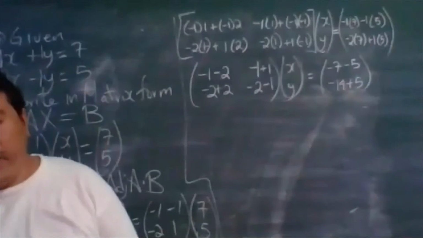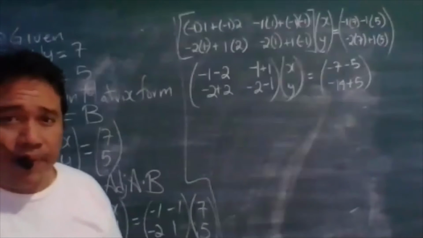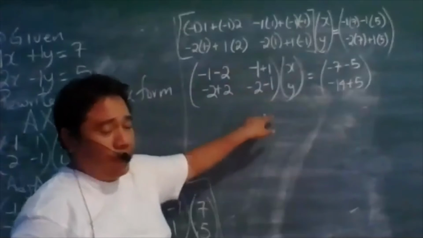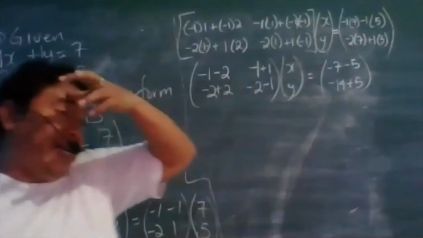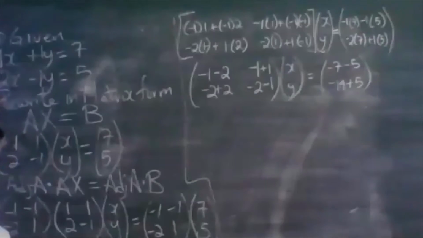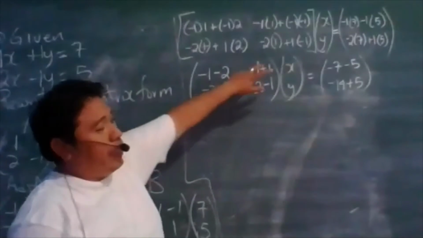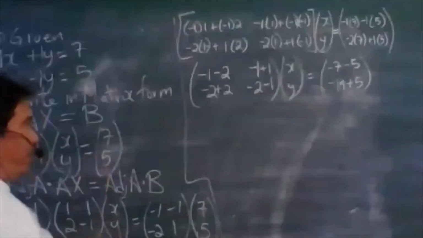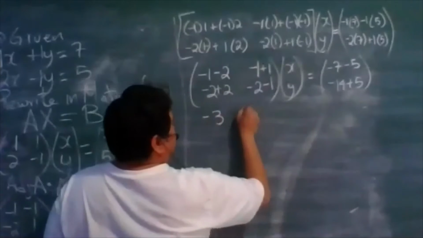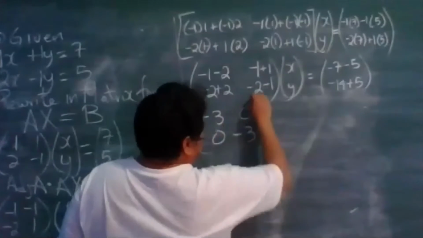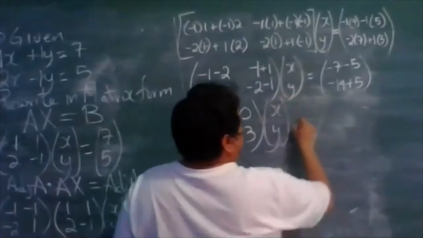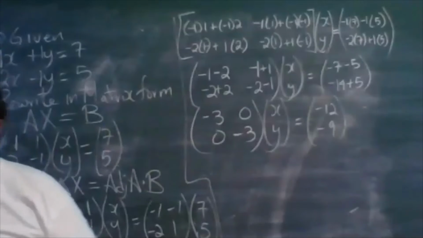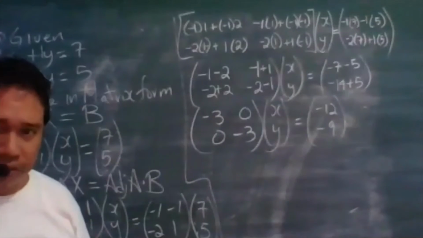Now, how can you tell if you're going correctly? You can tell because the leading diagonal must be the same number. So it must be what is called a scalar matrix. And the non-leading diagonal should be zeros. If you don't have this, then you are wrong. So we're going to have negative 3, 0, 0, negative 3 times x, y equals negative 12 and negative 9. That is telling me I'm going in the right direction.